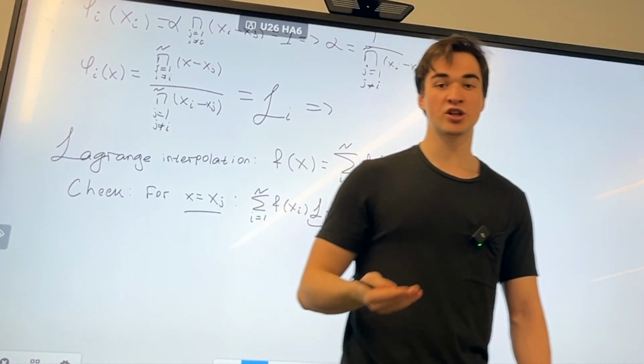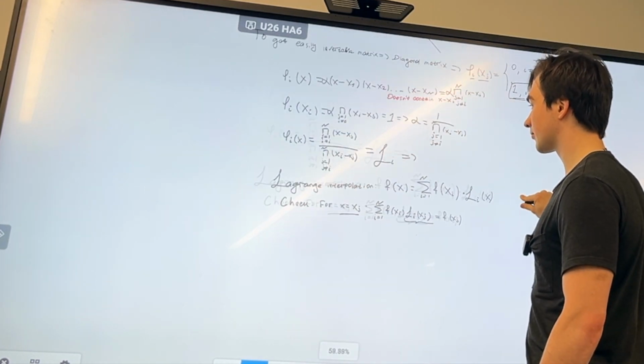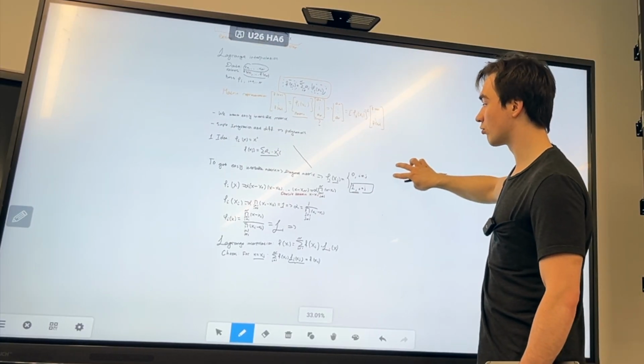And this is a Lagrange interpolation. Let's review what we have discussed.